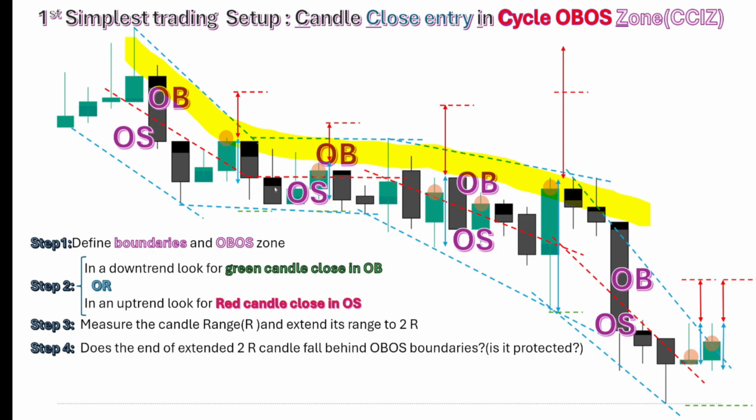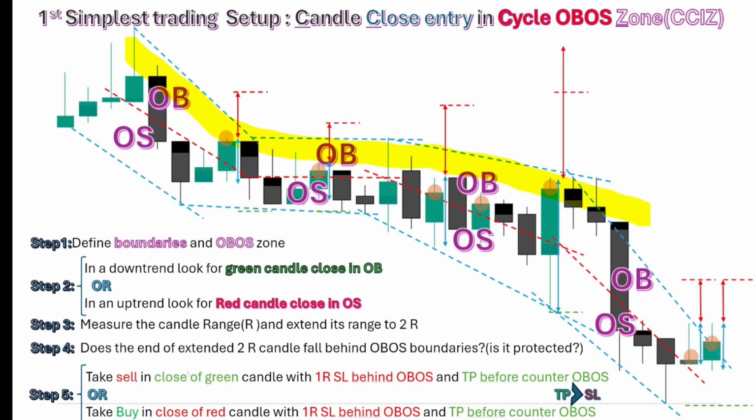So what will be the result of our trades, as far as our target is before we break market structure or another boundary? So now take a sell at the close of the green candle here, with a 1R stop loss behind overbought, which is here. This is our 1R stop loss, and TP before the counter overbought or oversold. It means that counter overbought becomes oversold, and counter oversold becomes overbought. It means that before we break this protection, or this boundary, we need to have our TP. If our TP is bigger than our stop loss, it must be more than 1. So here is our TP for the first one, which is way more than 1R.